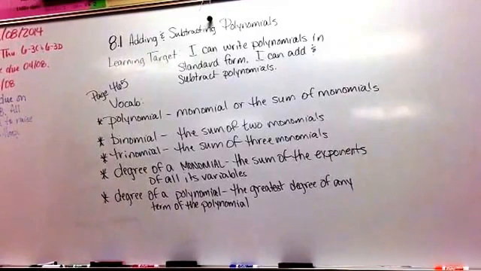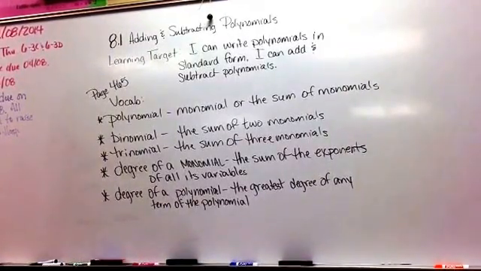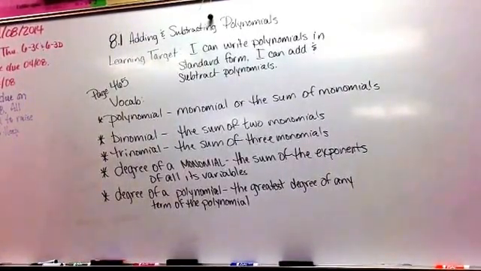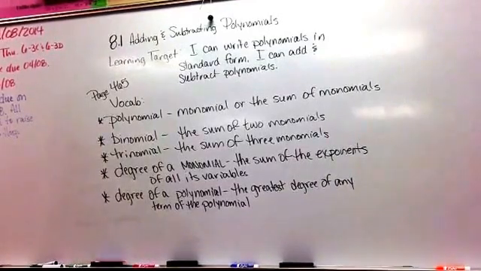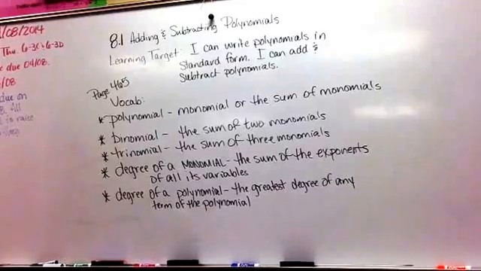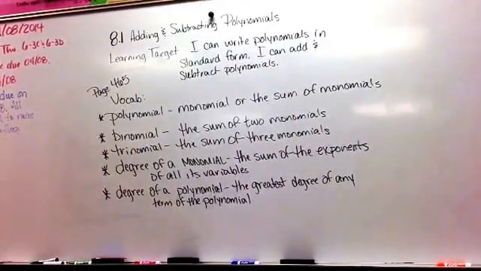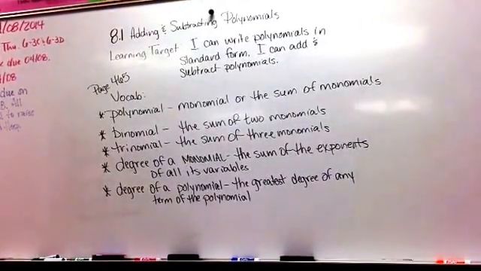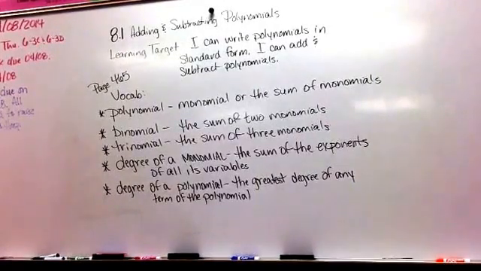We're going to be covering two sections, and the first section is from your Glencoe Algebra 1 book, section 8.1, Adding and Subtracting Polynomials. Your learning target: I can write polynomials in standard form, and I can add and subtract polynomials.